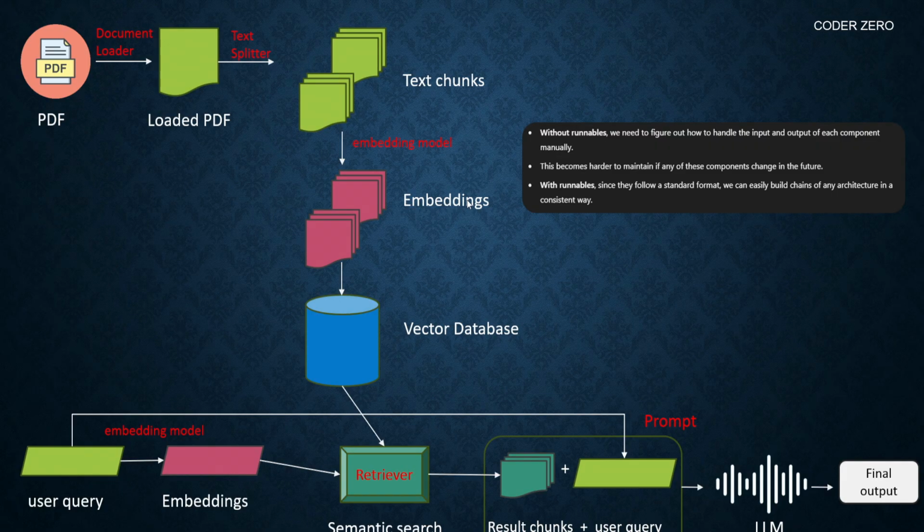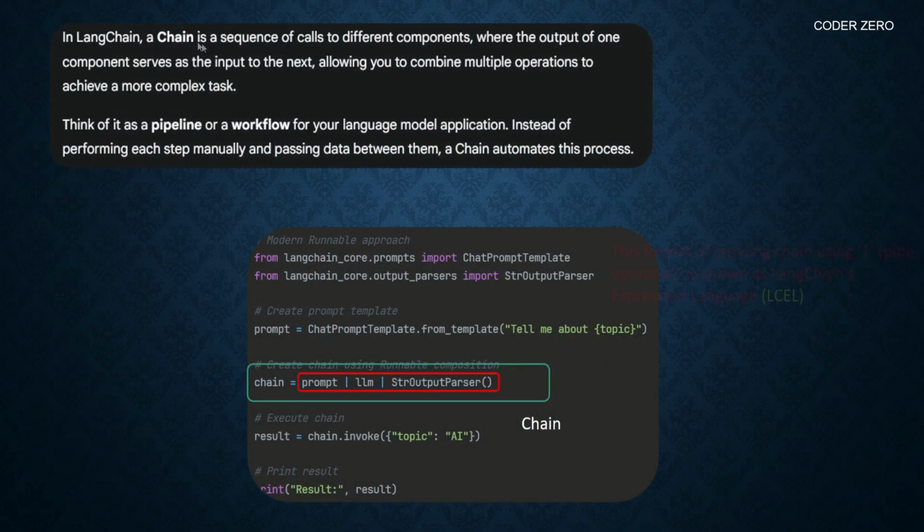Now what is a chain? So in LangChain, a chain is a sequence of calls to different components where the output of one component serves as the input to the next, allowing you to combine multiple operations to achieve a more complex task.